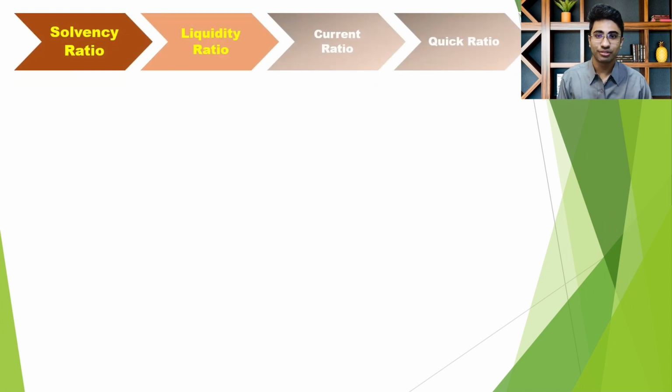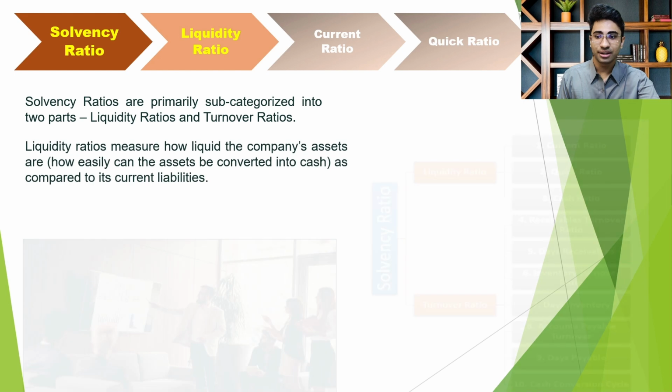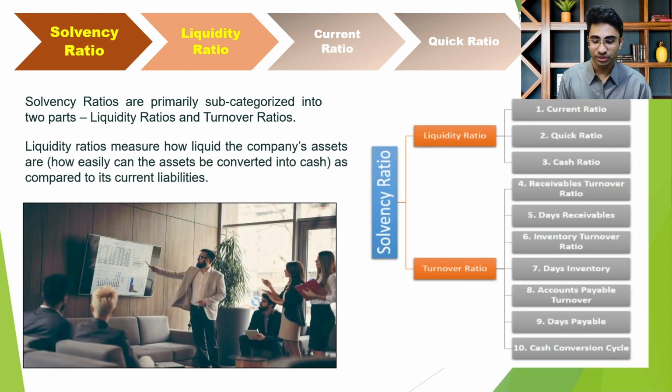So moving on to the first set of ratios, solvency ratio is divided into two parts, liquidity ratio and the turnover ratios. So what is liquidity ratio? Liquidity ratios basically measure how liquid the company's assets are. So what does it mean? It means how easily can the assets be converted into cash. That is compared with current liability, and hence we get the liquidity ratios.